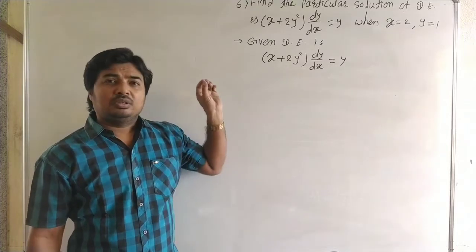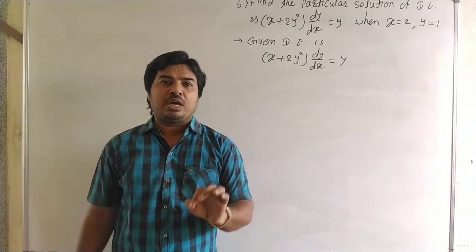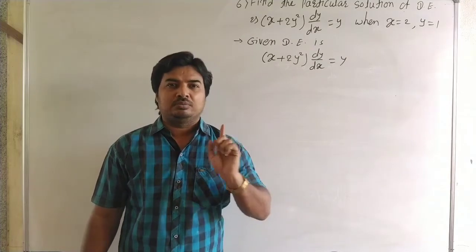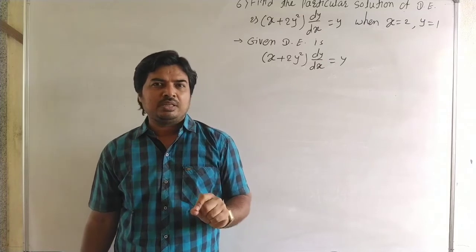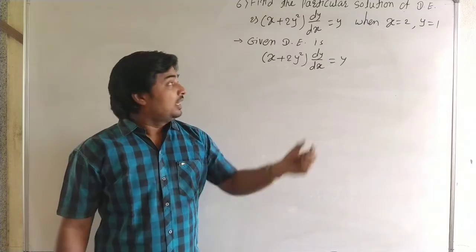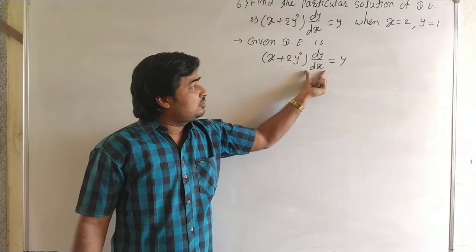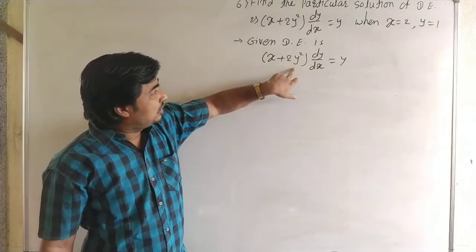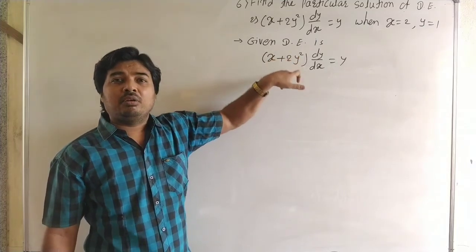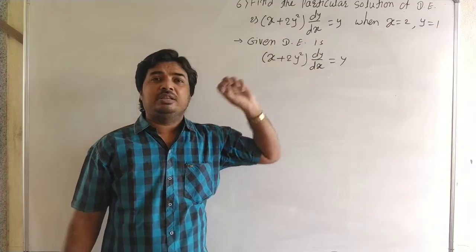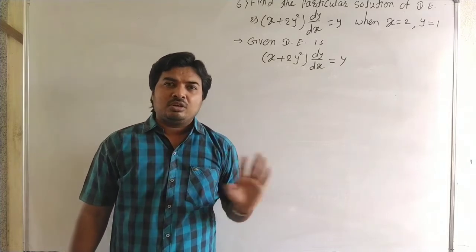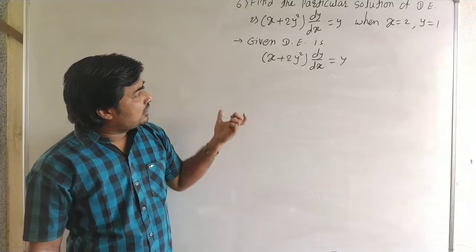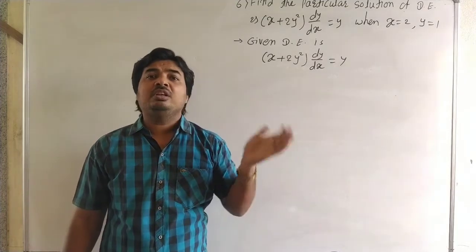Okay, for a linear differential equation in y, the degree of dy by dx and the degree of y must be 1. That means the power of dy by dx and the power of y is 1. Here the power of dy by dx is 1, but the degree of y is not 1, it is 2. Degree of y is 2, and degree of dy by dx is 1. That means it is not a linear differential equation in y. Now we try to check whether it is a linear differential equation in x or not.